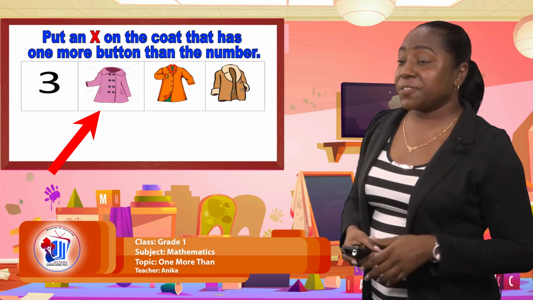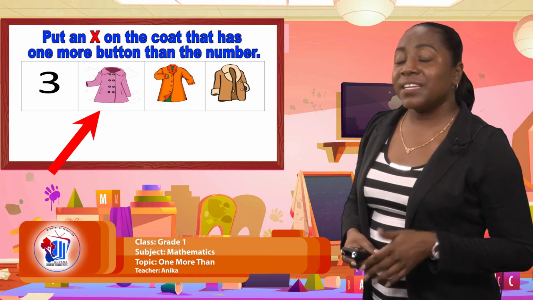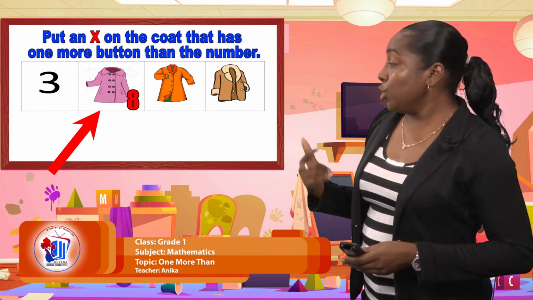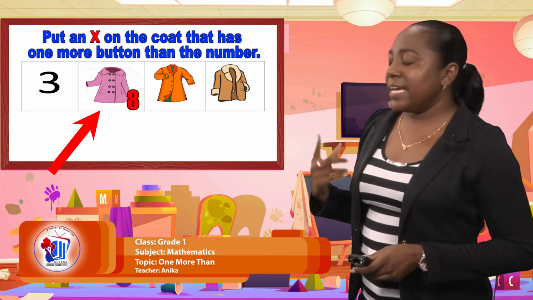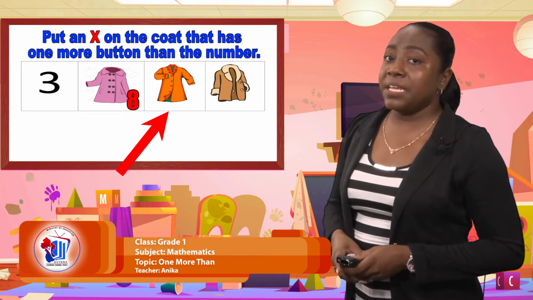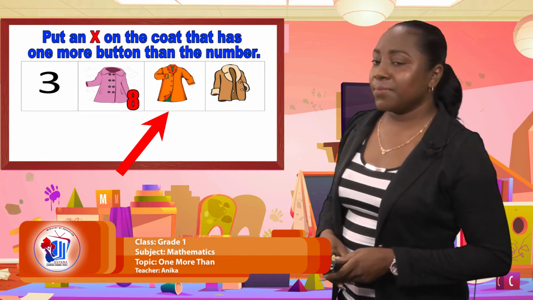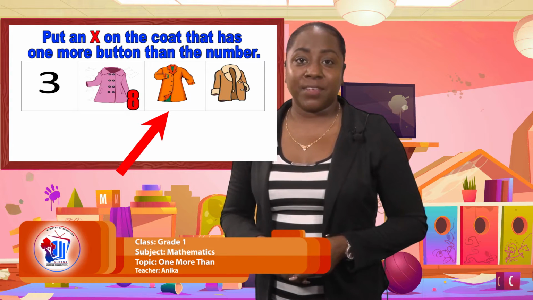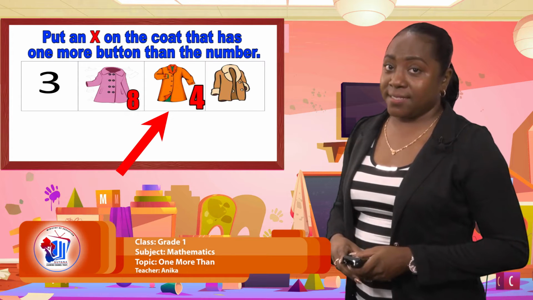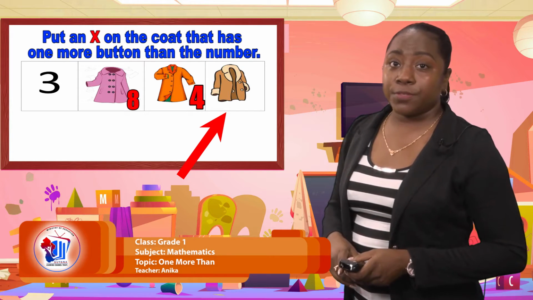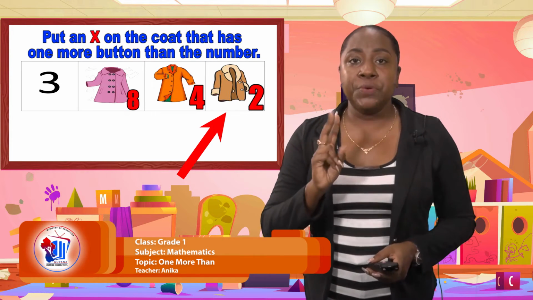I heard 6. I don't think that's correct. I heard 8. That's correct. So the first coat that is pink has 8 buttons. Let's look at the orange coat. How many buttons are on the orange coat? Got it? All right. So I'm seeing 4 buttons. Let's look at the brown coat. That's one easy. The brown coat has 2 buttons.